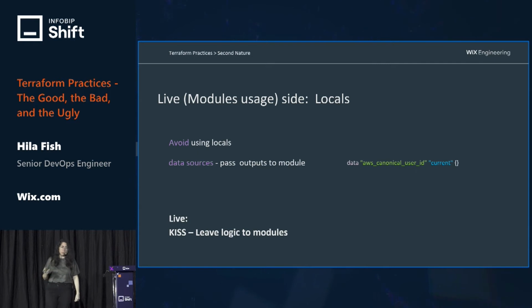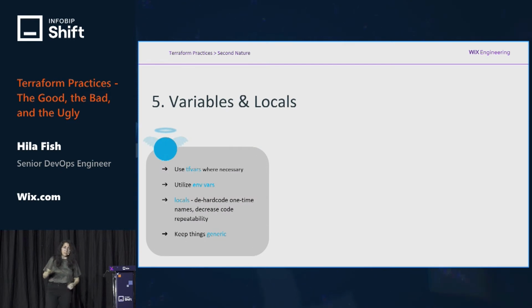And use data sources to fetch data from your actual configuration, your actual infrastructure, and pass that to the module. Because that way you can have dynamic configuration set up, and you don't need to set up any hard-coded stuff. So the good thing is to use TFRs whenever necessary. Utilize environment variables, because that way you don't have to create more variables if you can just have environment variables to be used, and that's that.